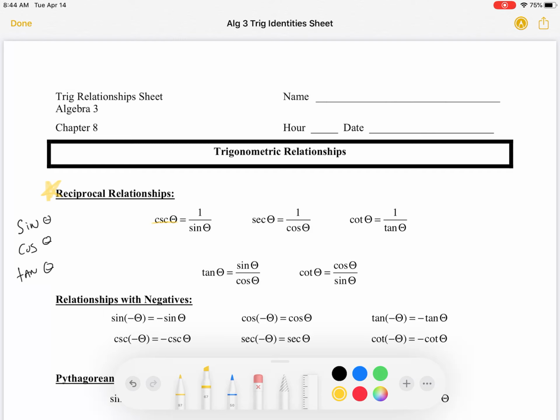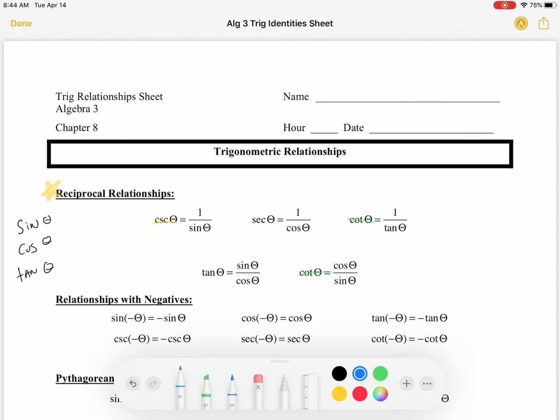Same thing with secant. Secant is 1 over cosine. Cotangent is 1 over tangent. Now, the weird thing about cotangent is there's 2 of them. Because a reciprocal just means flipping something. So you got to remember that tangent is sine over cosine.